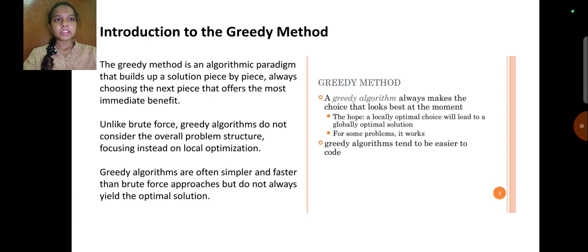And next, greedy method. A greedy algorithm always makes the choice that looks best at the moment. And next, the hope is a local optimal choice will lead to a global optimal solution. And next, for some problems it will work, and for others it may or may not work. And next, greedy algorithms tend to be easier to code, and this is about the introduction of greedy method.